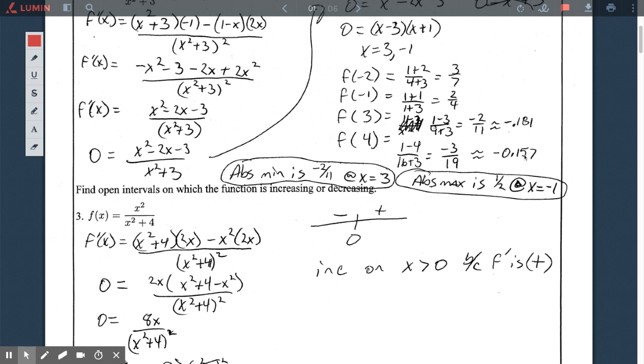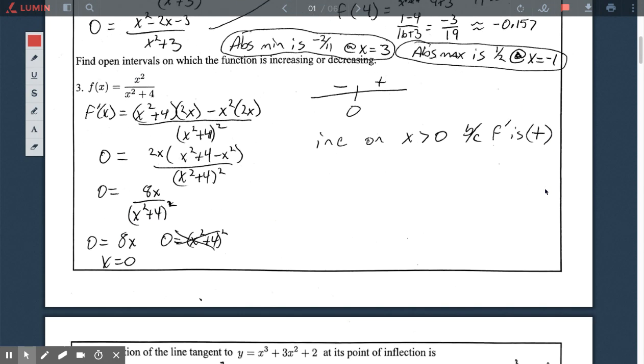And I showed you their approximations over here. So our smallest value is negative 0.181, which is negative 2/11. So that's our minimum. It occurs at 3. Our biggest value is 1/2, and it occurs at negative 1.